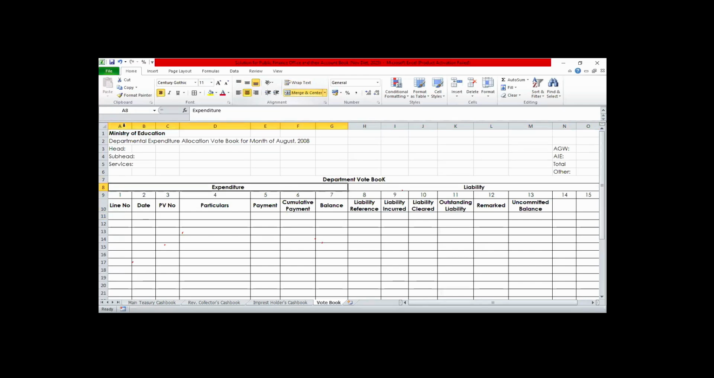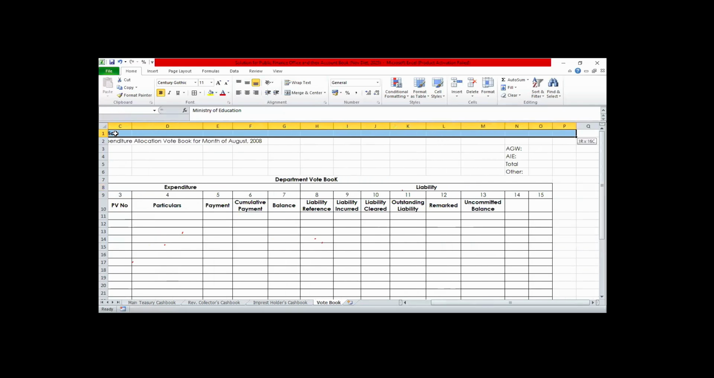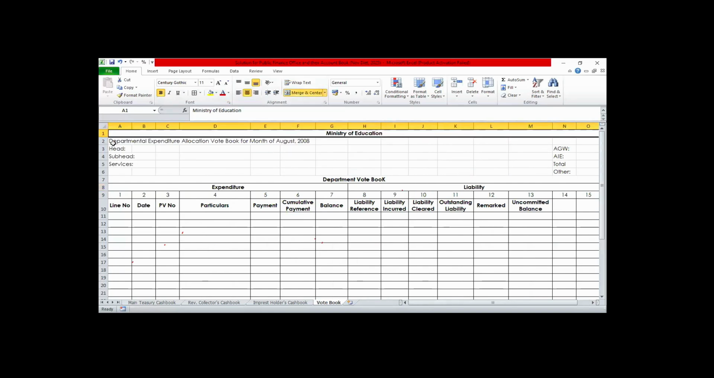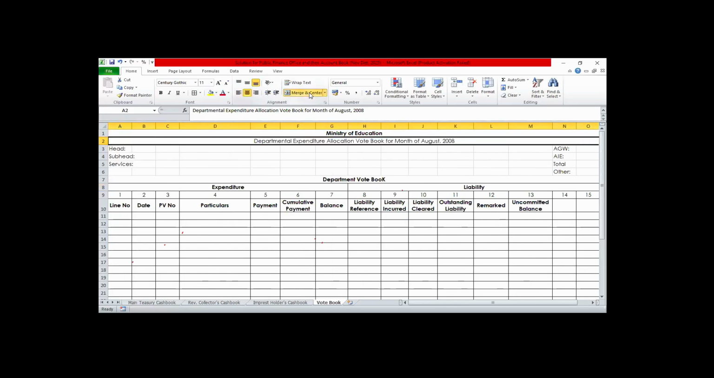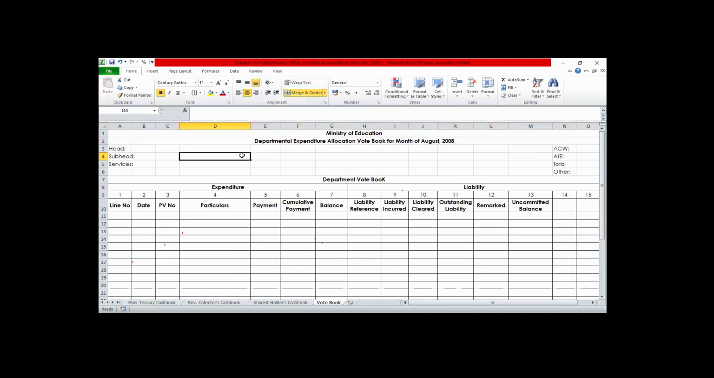Now, looking at it from here, how does it look like and what are you meant to do? No officer has the power to incur any expenditure without approval coming from the Minister of Finance, including the Accountant General. Accountant General cannot spend any money without approval coming from the Minister of Finance.